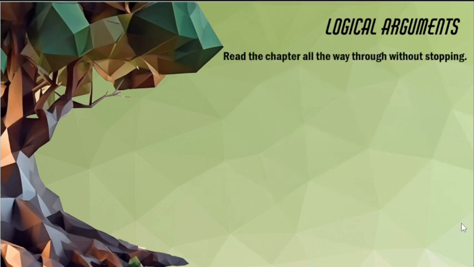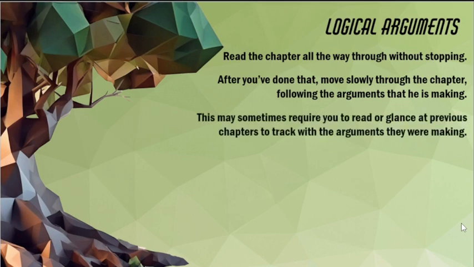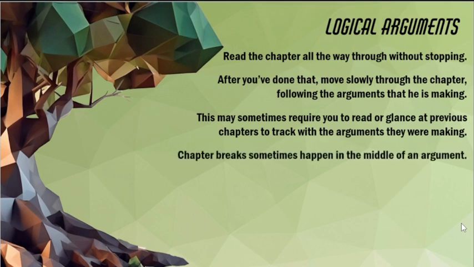Okay, now you've read the full chunk. Before you even break it down, read the whole chapter through. After you've done that, then move slowly through the chapter and follow the arguments that he's making. Track with him. See what he's arguing. See what he's saying. This sometimes requires you to read or glance at previous chapters to track with those arguments that they were making. So chapters sometimes break in the middle of an argument, and so the chapter numbers may not always be the perfect breaking point, so you may have to check back a chapter or two.